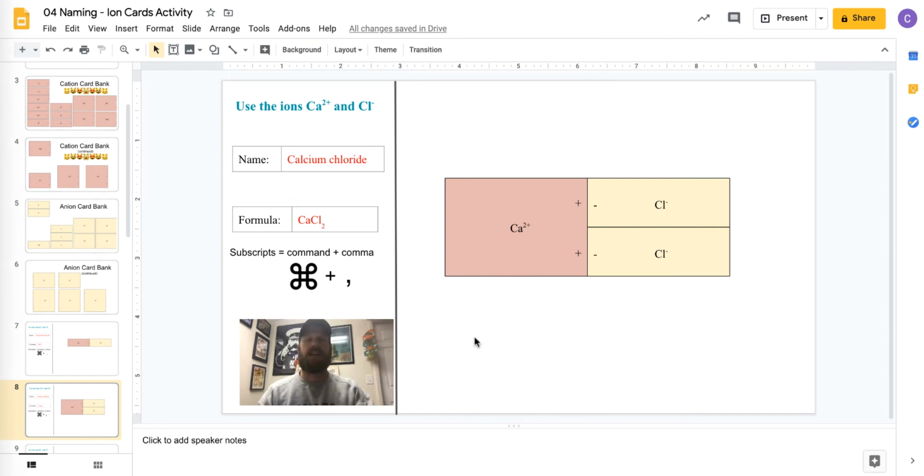The purpose of this activity is to visualize how we come about developing these formulas for ionic compounds. By visualizing the process of developing the formula for an ionic compound, it should help you understand the game plan we're going to follow to develop the formulas of ionic compounds, which we will discuss in our next video.